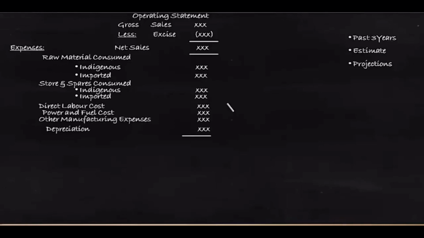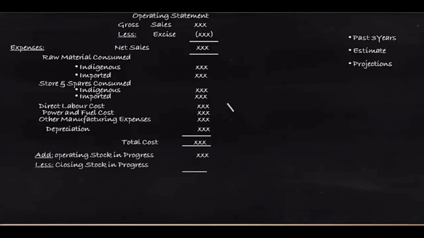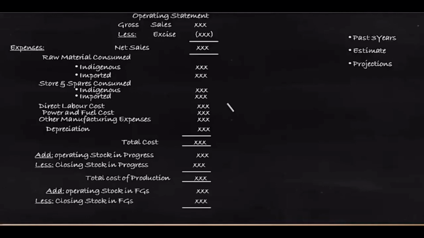So with this, the total cost would be shown, and with this, opening stock in progress should be added and closing stock in progress should be deducted, and that would give the total cost of production. And with this, we have to add opening stock of finished goods and deduct closing stock of finished goods. That would give total cost of sales.